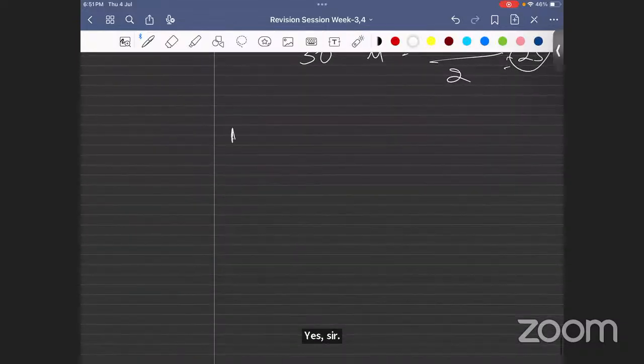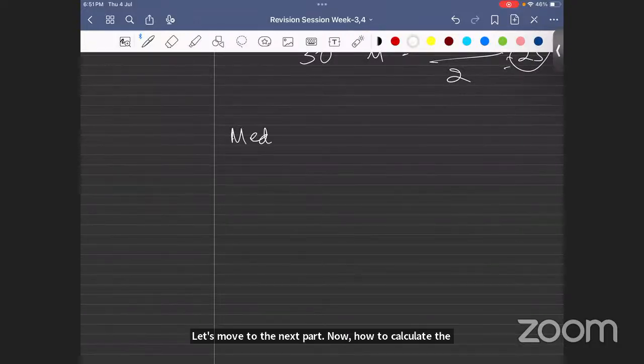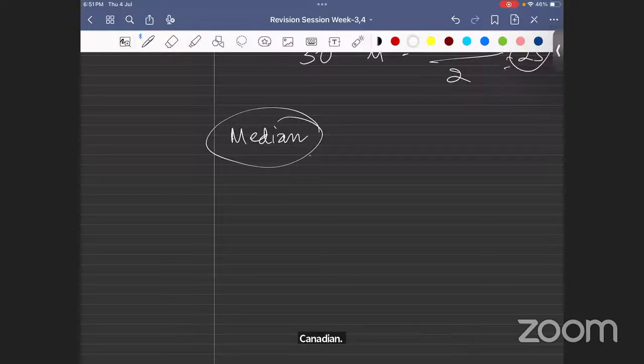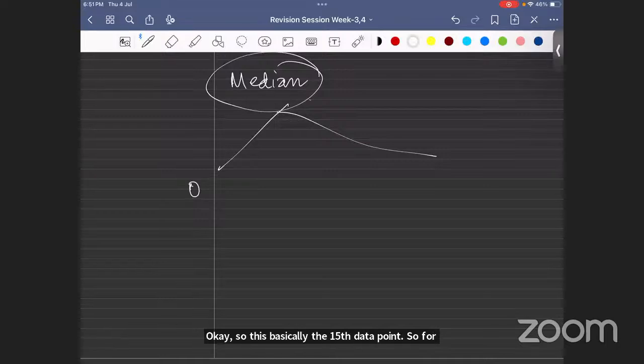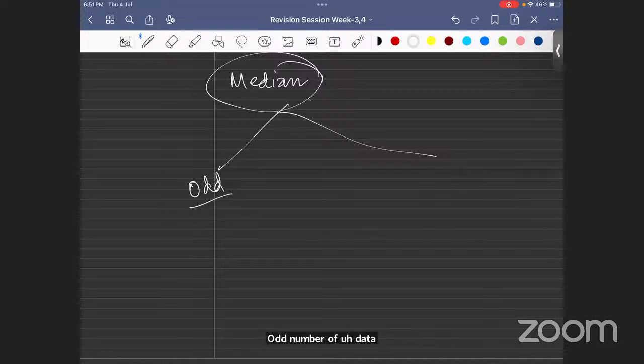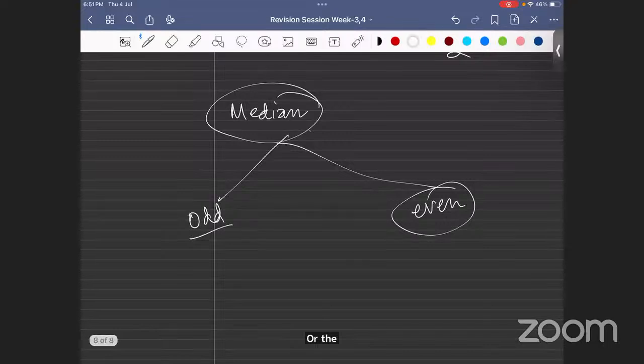Now how to calculate the median. The median is pretty simple. The median is basically the 50th percentile data point. If you have an odd number of data points, or an odd number of variables or cases, or even, it can be even or odd. The data points that have been given to you can be even or odd.